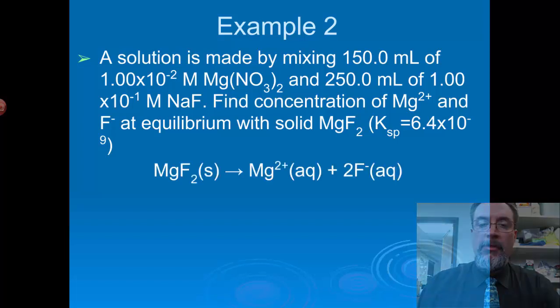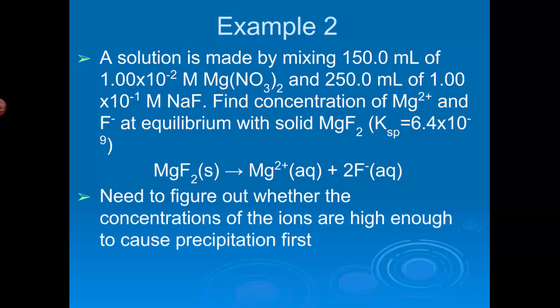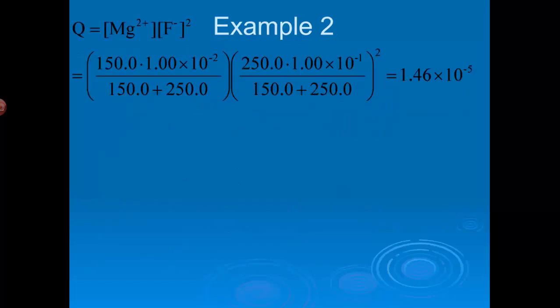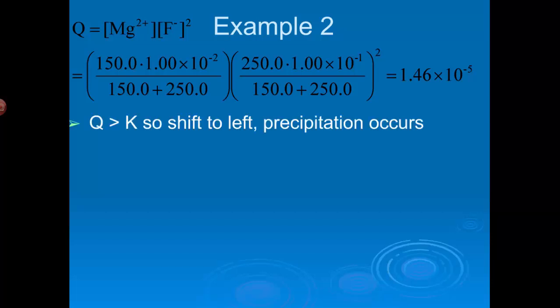So there's your equilibrium expression. We need to figure out whether the concentrations are high enough to cause precipitation, just like we did in the last example. So we find Q and compare it to K. Q for magnesium fluoride is Mg2+ times fluoride ion squared. The 150 milliliters times its concentration divided by the new volume, times the 250 milliliters times its concentration divided by the new volume, squared for fluoride. We got 1.46 times 10 to the minus 5th. Q is greater than K, so it will precipitate. So that's the first half of our problem.